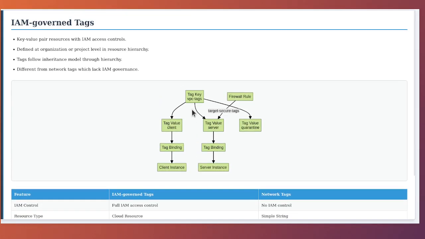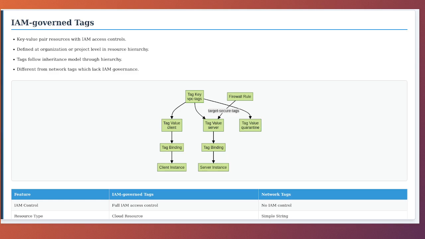IAM-governed tags. Let me explain IAM-governed tags in detail because they are fundamental to how you will target firewall rules in Cloud NGFW. IAM-governed tags are key value pair resources that you define at either the organization level or project level in your Google Cloud resource hierarchy. Unlike simple labels, these tags are full cloud resources with their own IAM access controls. This means you can precisely specify which principals can create tag values, which can assign values to tags, and which can attach tags to resources.